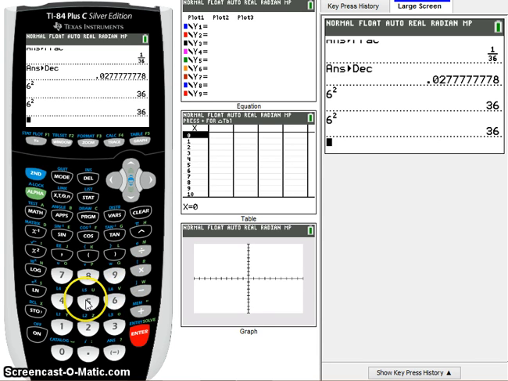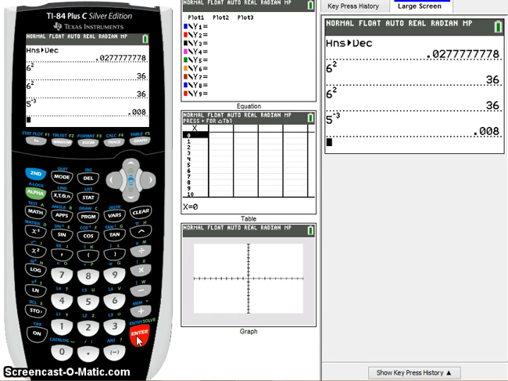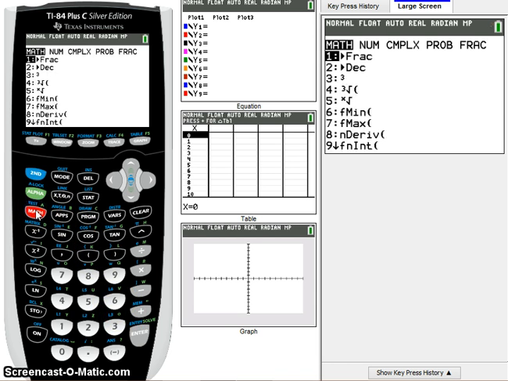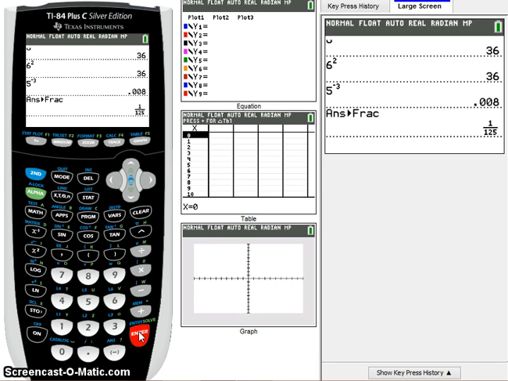And if I want it again, let's do a different number this time. Let's do 5 to the negative 3. So we go 5, up arrow, negative down here, negative 3, enter, and I get a decimal, 0.008. If I want to turn that decimal into a fraction, I go over here to Math, and I hit enter, and then enter again, and it comes out to be 1 over 125, and of course that's what we'd expect, because 5 to the third is 125, so 5 to the negative 3 is 1 over 125.